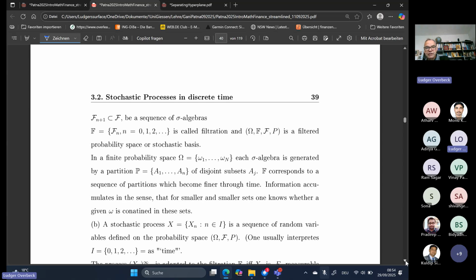Okay, but basically we don't assume it here. We just say we have a filtration which is increasing, so you have more and more information as time goes by. So Fn is a subset of Fn plus 1. It's a set of subsets. We have more subsets at time n plus 1 than at time n.